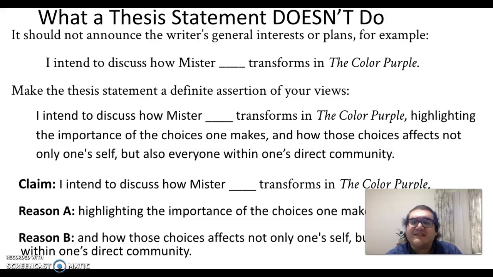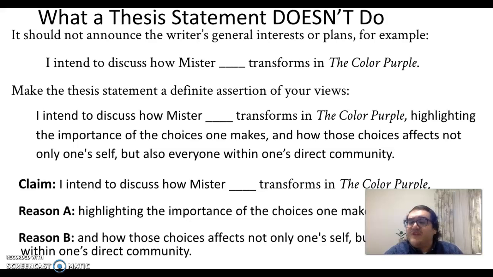So your claim, I intend to discuss how Mr. transforms in The Color Purple. Reason A, or what body paragraph A will be about, highlighting the importance of the choices one makes. So focusing on how choices affect the individual. And then reason B, and how those choices affects not only oneself, but also everyone within one's direct community. So reason B, body paragraph B, will be focusing on how one's decisions has a greater impact. It doesn't just impact the individual, it impacts the individual and whatever connections they might have with other people.